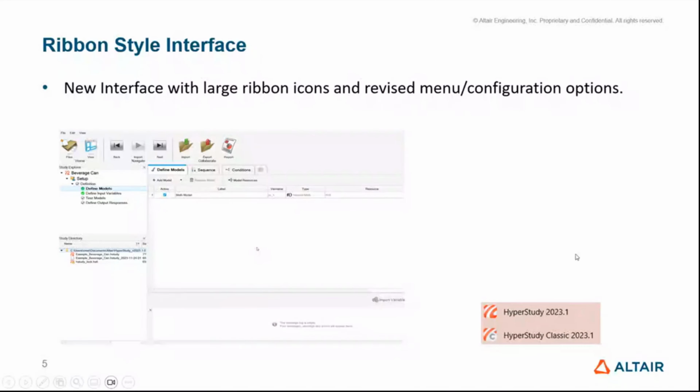If you go to the Start menu, you will see two options, HyperStudy 2023.1 and HyperStudy Classic 2023.1. Obviously, in terms of the icon, you'll see a little C in the bottom right corner that will indicate that it's a classic version. But going forward in this session, I will demo all these features and improvements in the new interface.